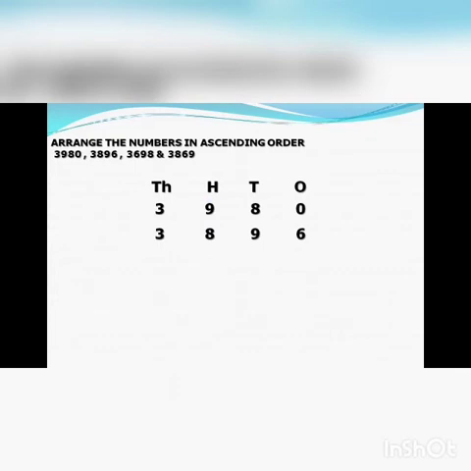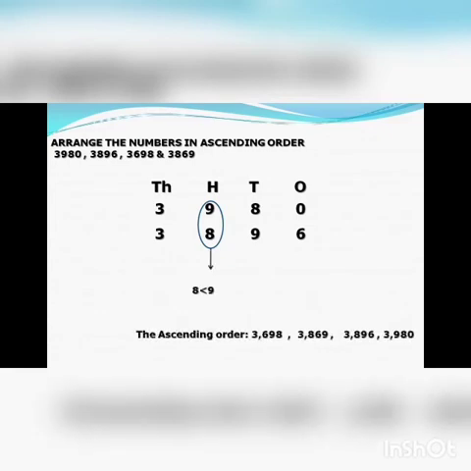Now let's compare the remaining two numbers. Here 8 is smaller than 9. So the third number is 3896 and the last one is 3980.